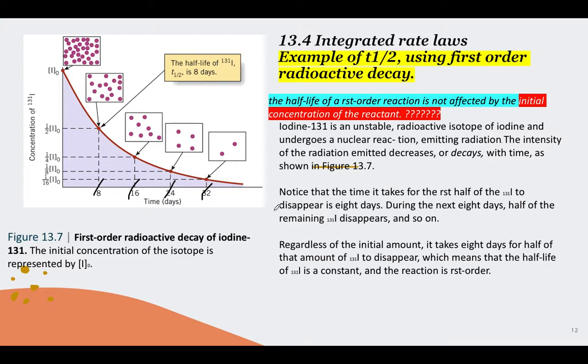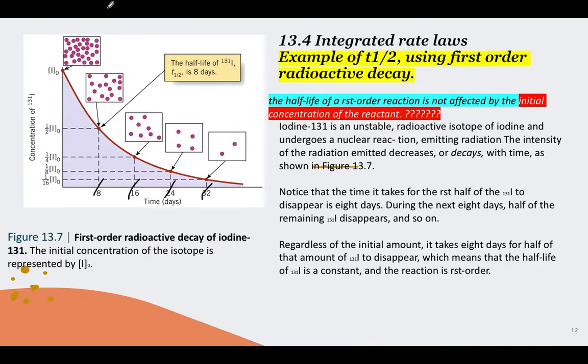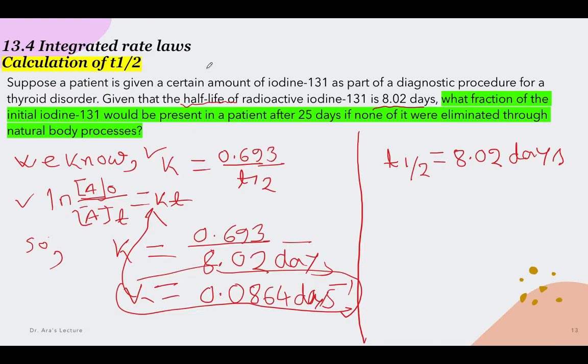So if we use this knowledge and do the math, what will we see here? Suppose a patient is given a certain amount of iodine-131 as part of a diagnostic procedure for a thyroid disorder. Given the half-life of radioactive iodine-131 is 8.02 days, what fraction of the initial iodine would be present in a patient after 25 days?